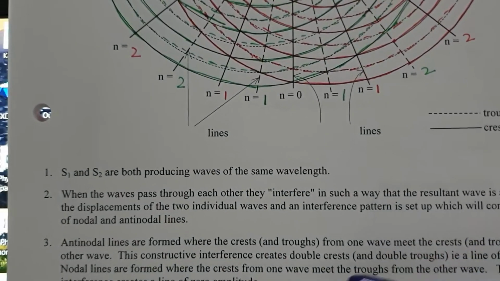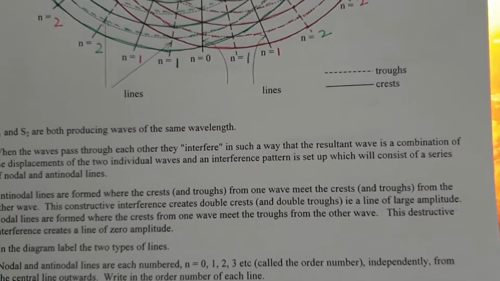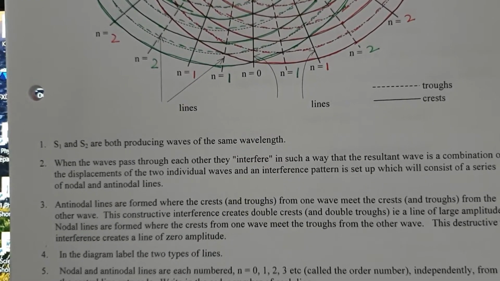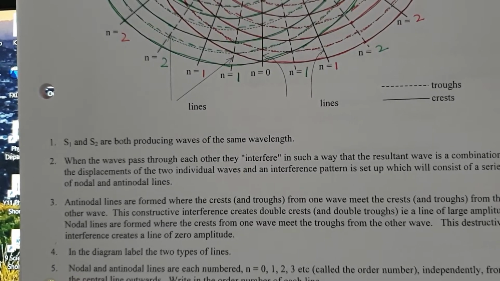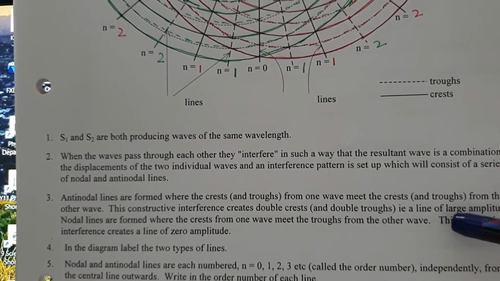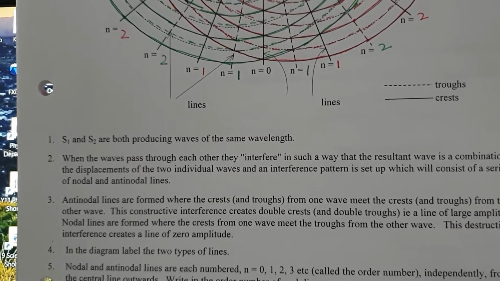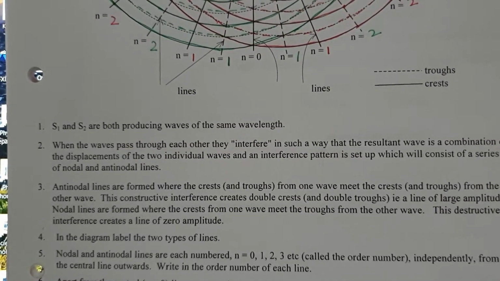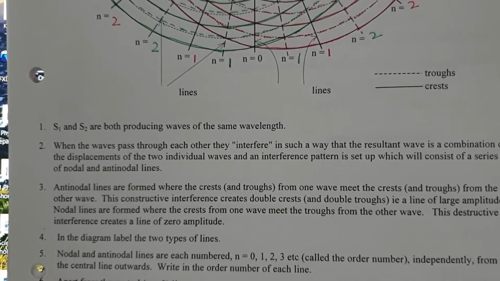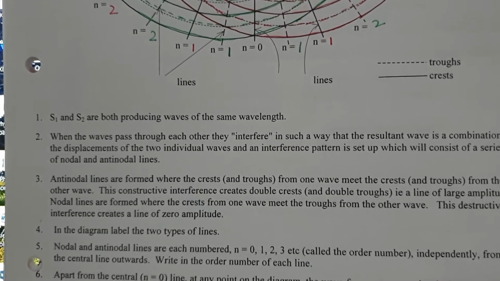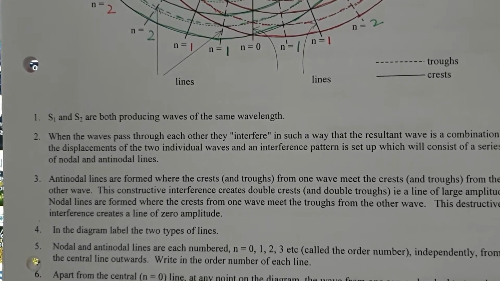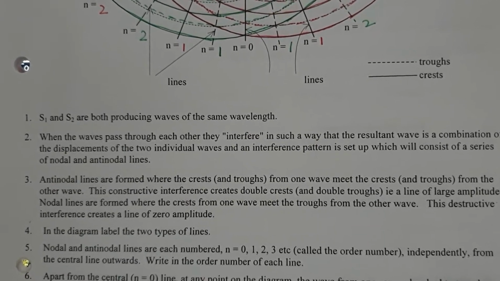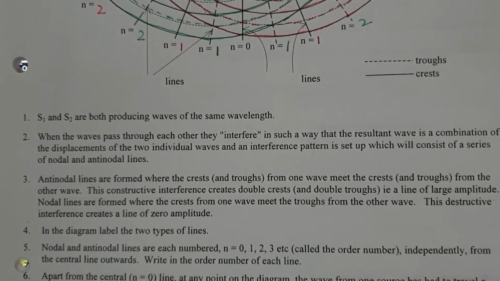Okay, so when the waves pass through each other, they interfere in such a way that the resultant wave is a combination of the displacements of the two individual waves, and an interference pattern is set up which will consist of a series of nodal and antinodal lines. Antinodal lines are formed where the crests and troughs from one wave meet the crests and troughs from the other wave. This constructive interference creates double crests and double troughs, that is, a line of large amplitude. Nodal lines are formed where the crests from one wave meet the troughs from the other wave. This destructive interference creates a line of 0 amplitude.